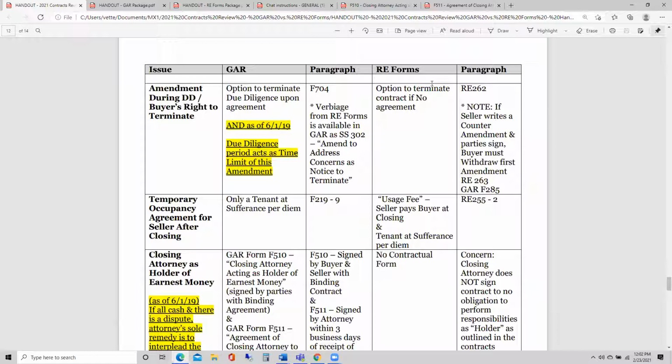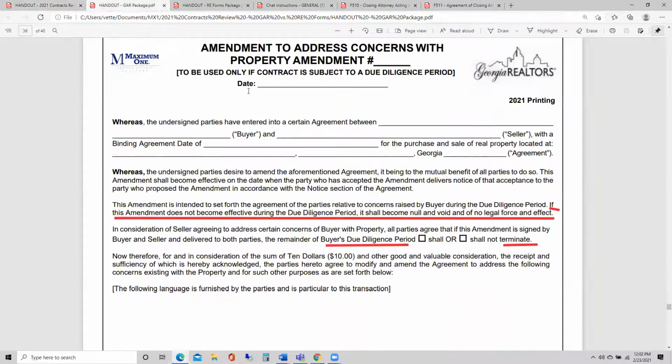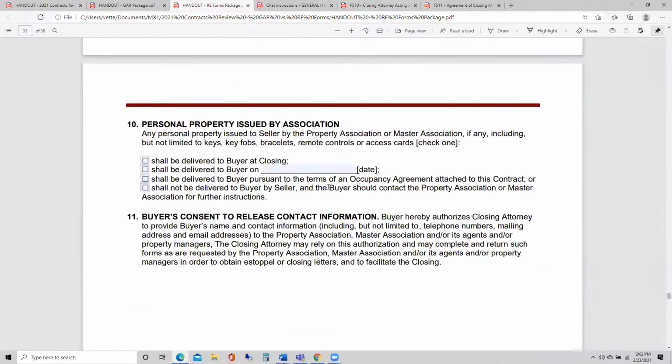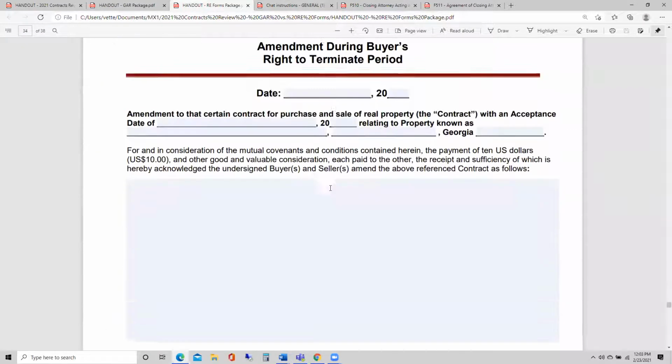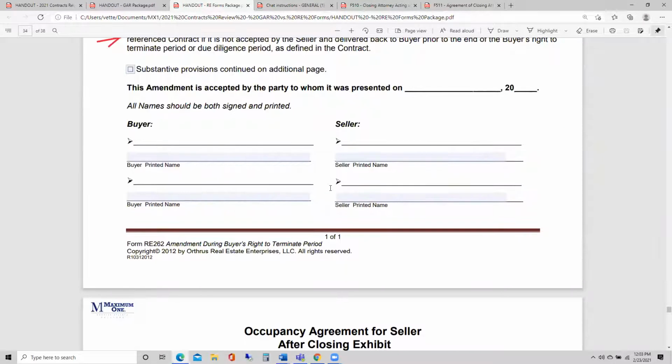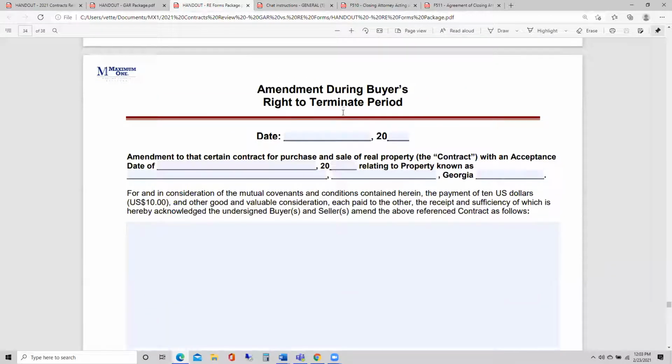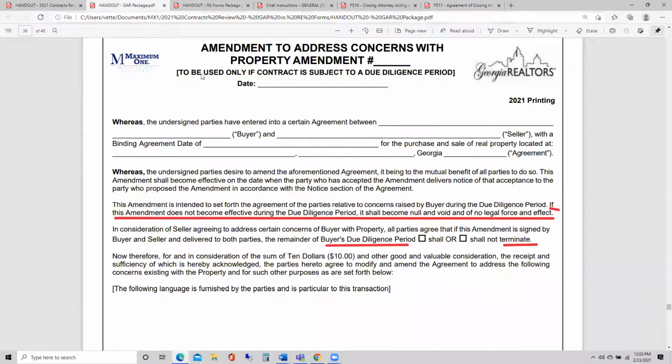And in the RE form, it's called, well, let me just show you. Amendment to address concerns with the property. In the RE forms contract package, it is form RE 262, and it is amendment during buyer's right to terminate period. So this is the amendment you use during the same time frame, due diligence, buyer's right to terminate.